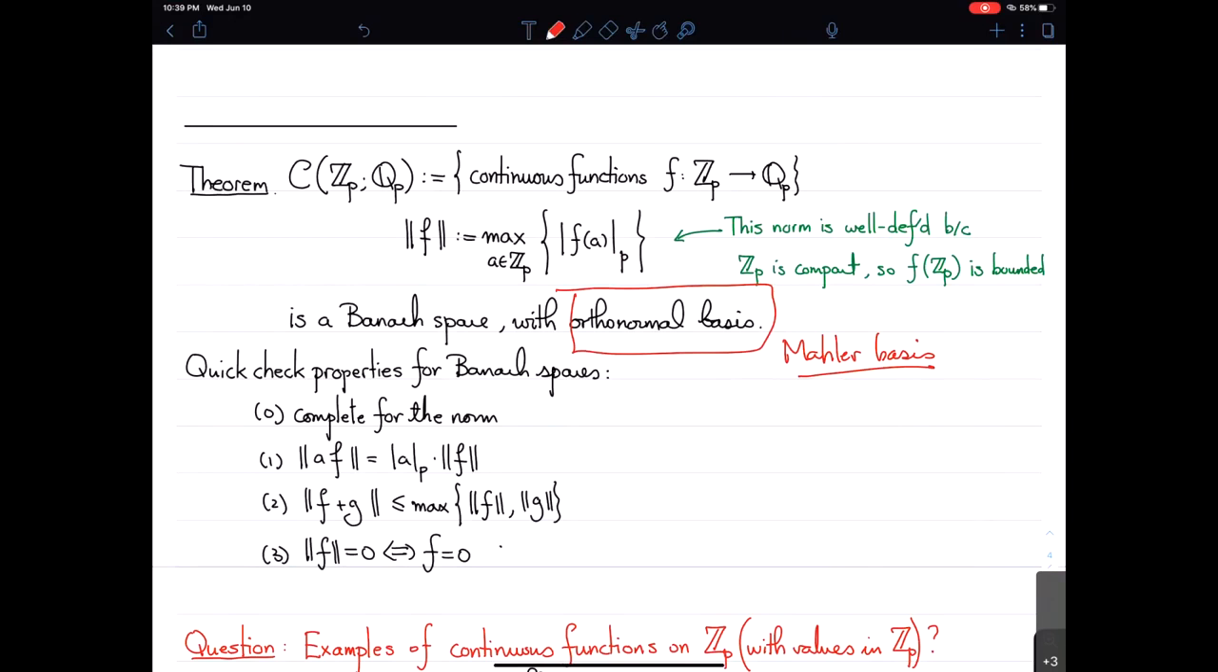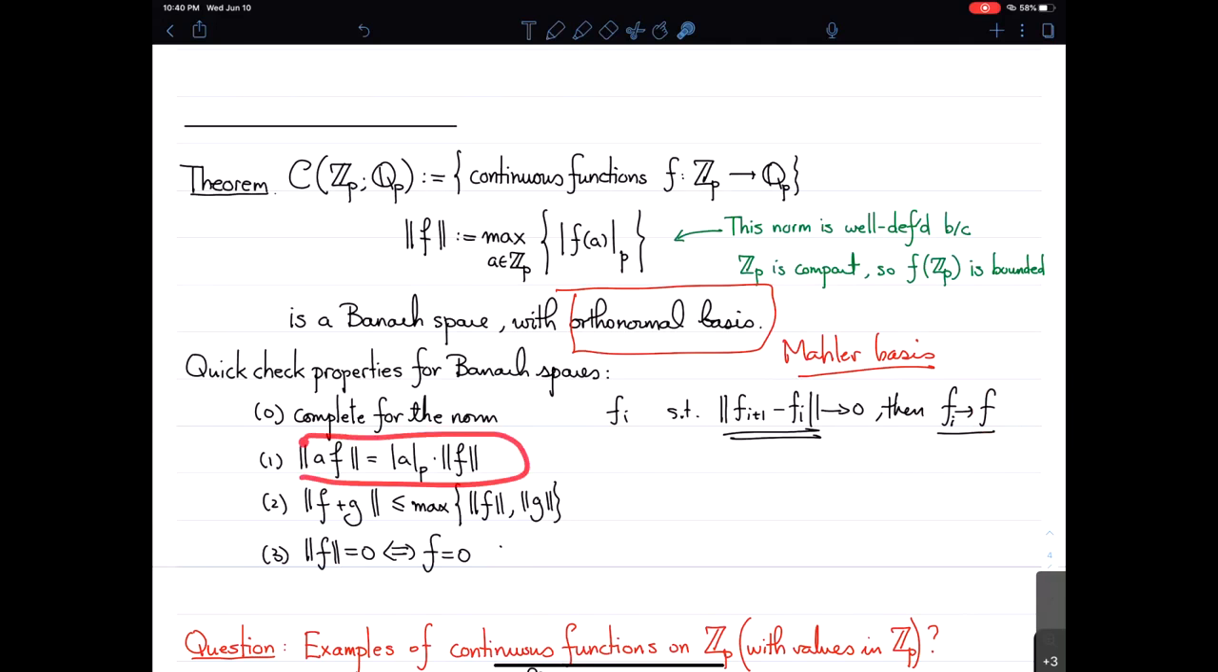Maybe I should write something. Sorry. So you have some f_i such that if the norm of f_{i+1} minus f_i goes to 0, then f_i must converge to some f, right? Because this will tell you that the difference between f_{i+1} and f_i uniformly goes to 0. Therefore, at least value-wise, they all go to f, and then uniform convergence will tell you this limit is also continuous.